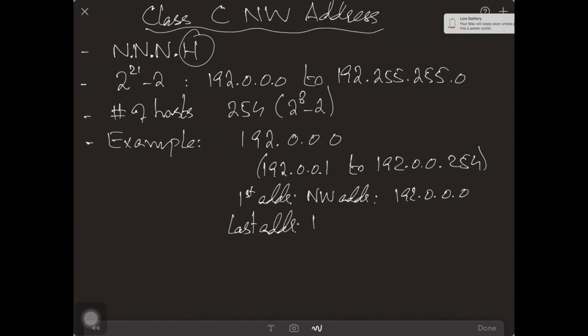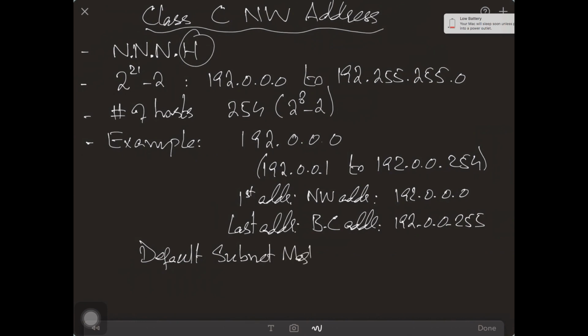Similarly, the last address, which is called the broadcast address, is also not assigned to any of the host, and that is 192.0.0.255, and the default subnet mask for class C addresses is 255.255.255.0 or the /24 notation. So these are the addresses for class A, B, and C.